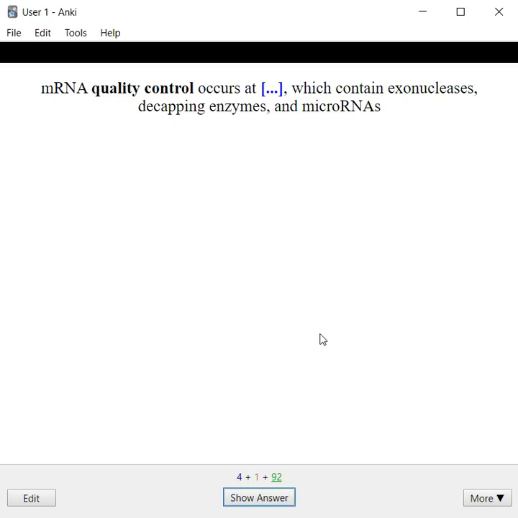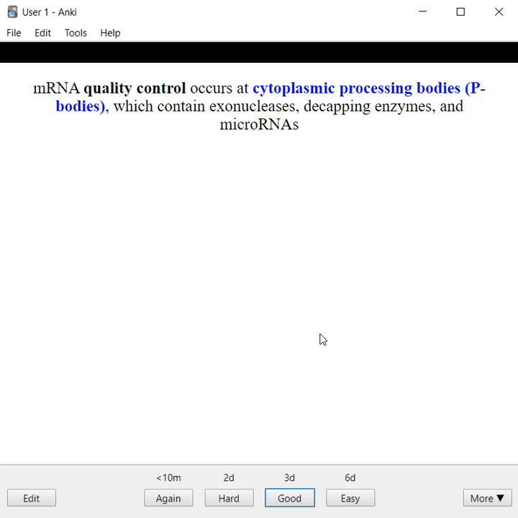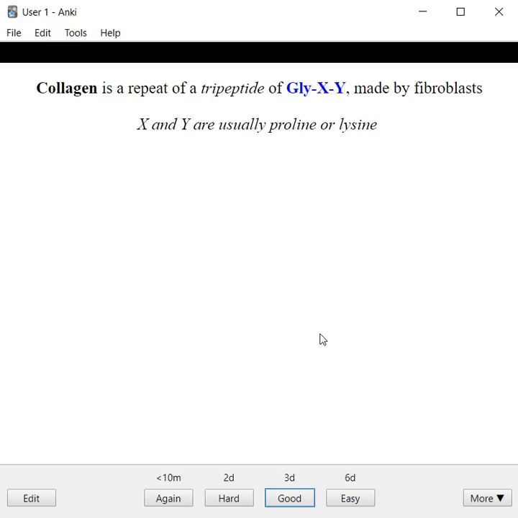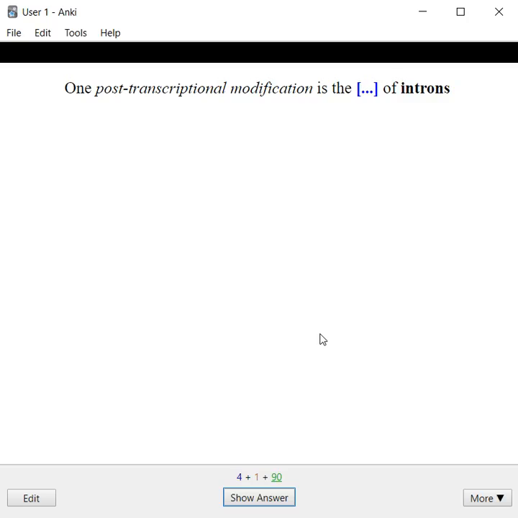mRNA quality control occurs at blank, which contain exonucleases, decapping enzymes, and microRNAs. Cytoplasmic processing bodies, also known as P-bodies. Collagen is a repeat of a tripeptide of what? Made by fibroblasts. Gly, X, and Y. Okay, that's collagen. X and Y are usually proline or lysine.